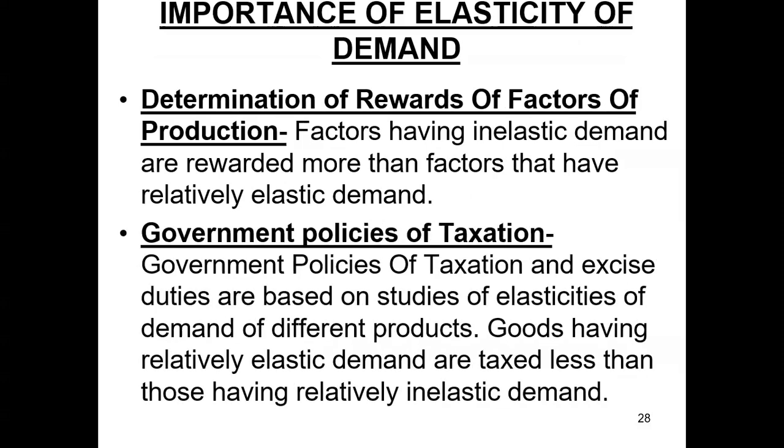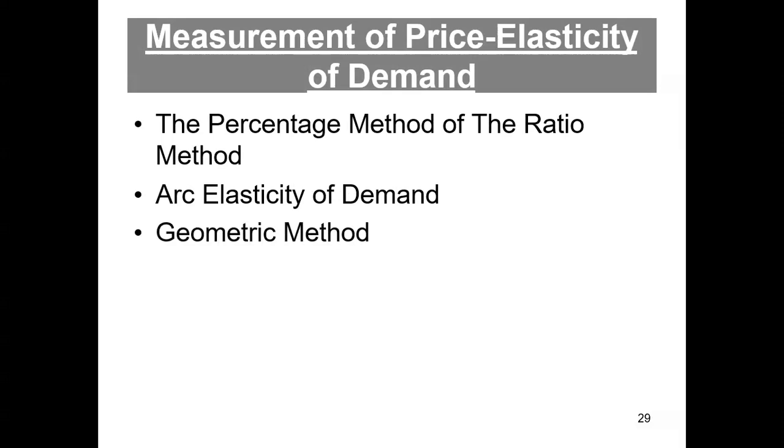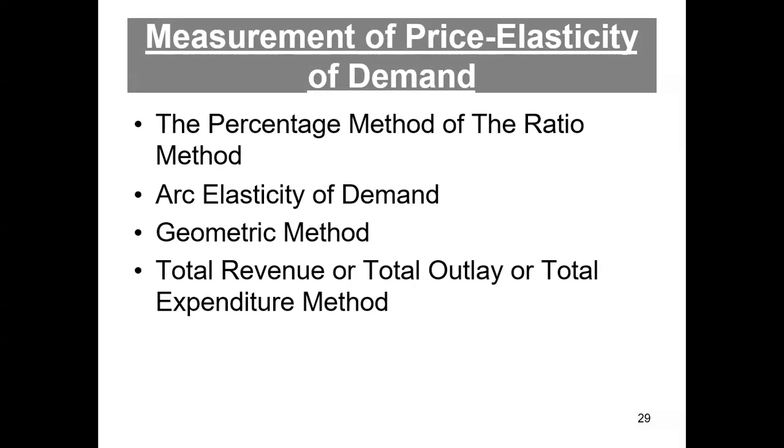And government policies, taxation rules and excise duties are totally based on the studies of elasticity of demand of different products. Goods having relatively elastic demand are taxed less than goods having relatively inelastic demand. Then, what are the main measurements? The first one is the percentage method, then arc elasticity of demand, geometric method, and total revenue and total outlay or total expenditure method. Here, one by one.